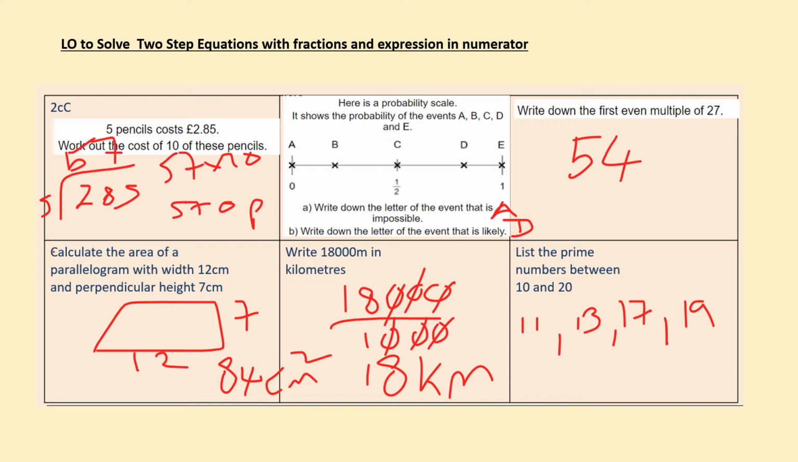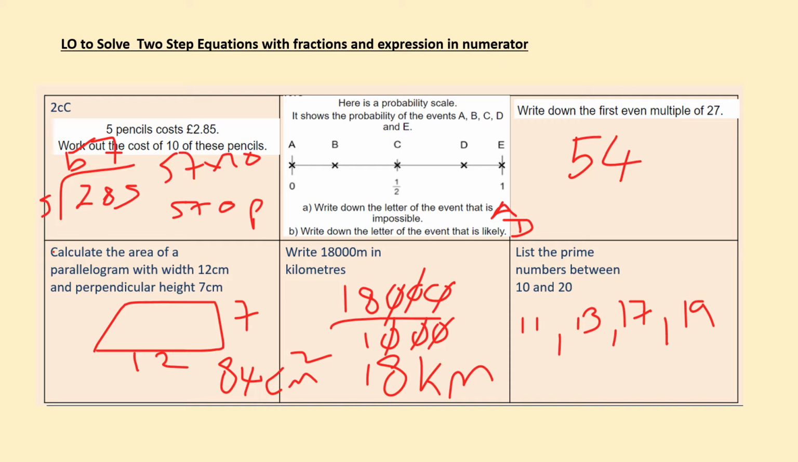Okay, probability scale. The probability of an event being impossible is A. And the letter of an event that is likely is D. The first even multiple of 27 is 54. And a parallelogram, 12 times 7, 84 centimetres squared.